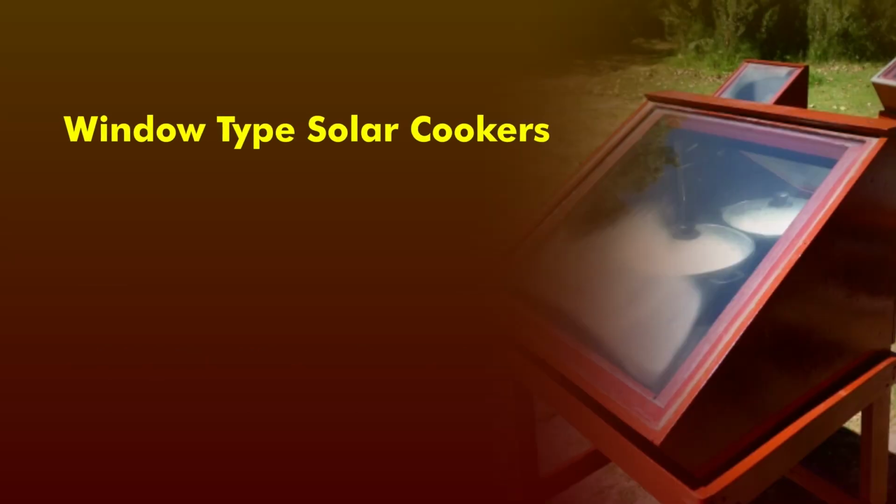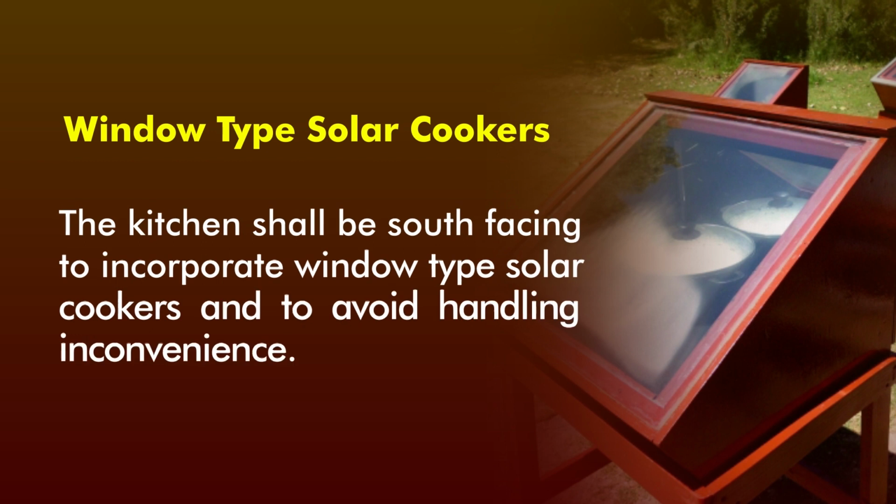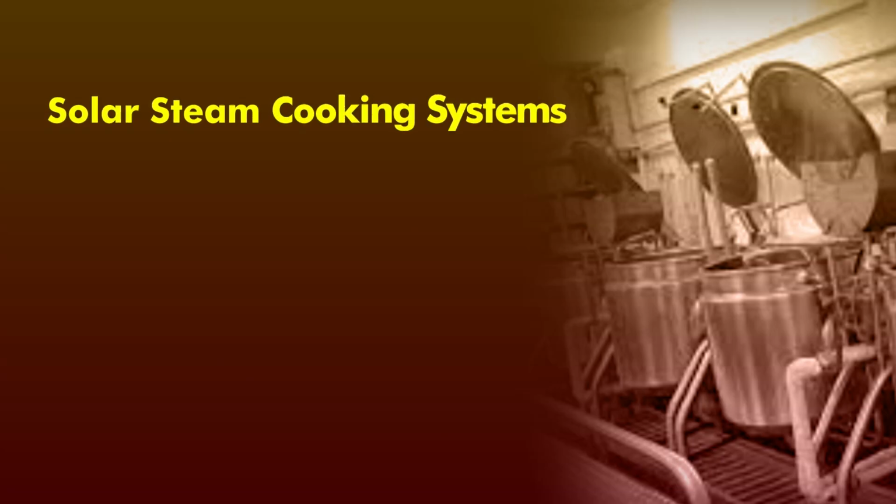Now we will discuss the window type solar cooker. The kitchen shall be south facing to incorporate a window type solar cooker and to avoid handling inconvenience. Already, electrical backup solar cookers which can be used at night are also in the market. Another is the solar steam cooking system.